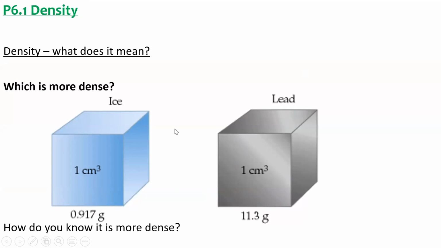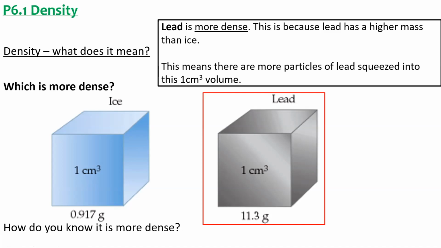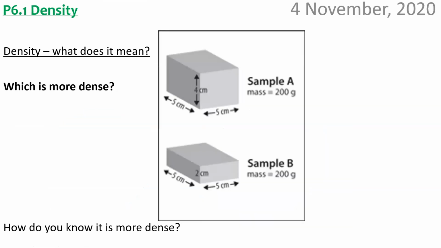But how would you explain that scientifically? Because it would be correct, but how would we explain it scientifically? Lead is more dense because lead has a higher mass than the ice. It means there are more particles of lead squeezed into this 1 centimetre cubed volume. And ice, it's an interesting thing, as water freezes, it becomes less dense. That's why you see ice can float in a drink, or you see icebergs in the ocean.